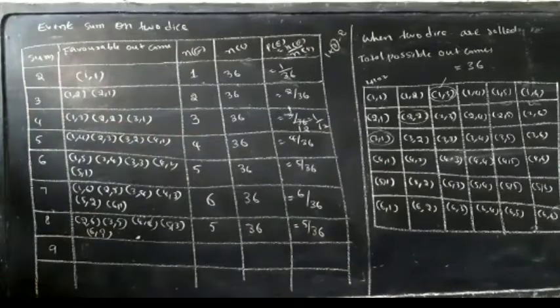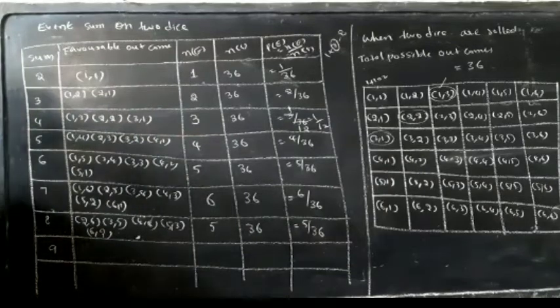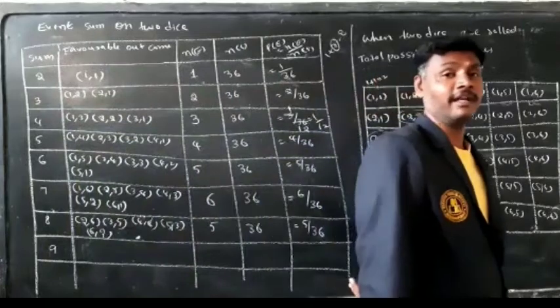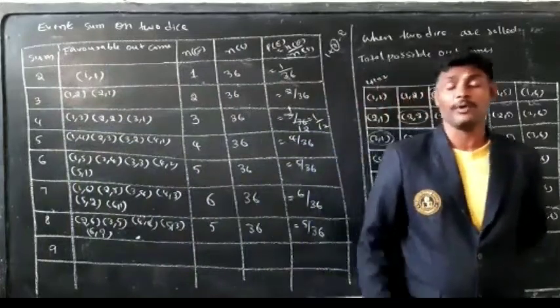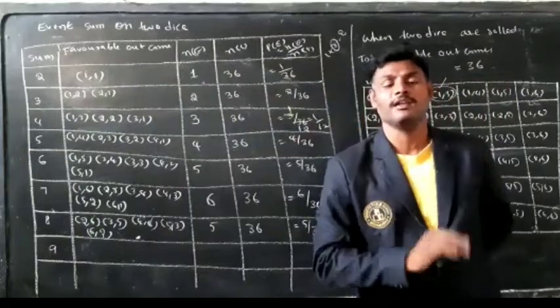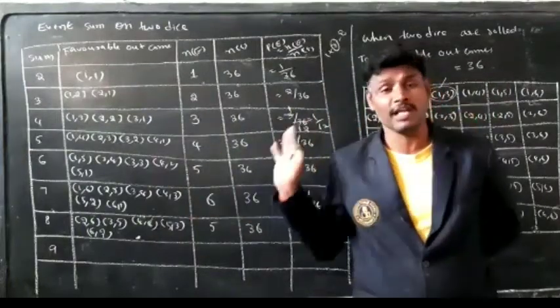Next, to get sum as 9. With 1 there is no chance. Why? Because 1 plus 8 is equal to 9, and 8 is not there on the top face of the dice. With 2, 2 plus 7 is equal to 9, and 7 also is not there on the face of the dice.